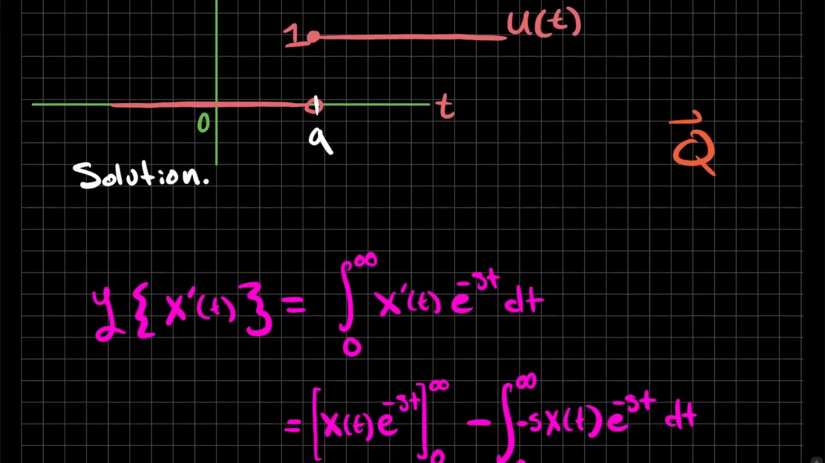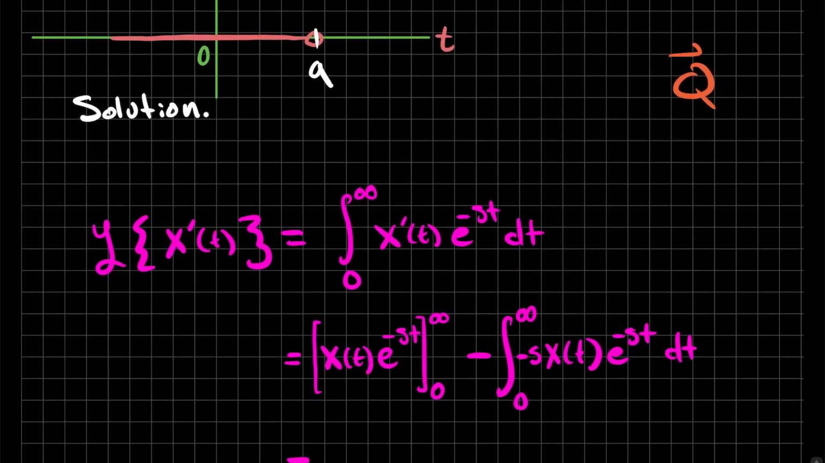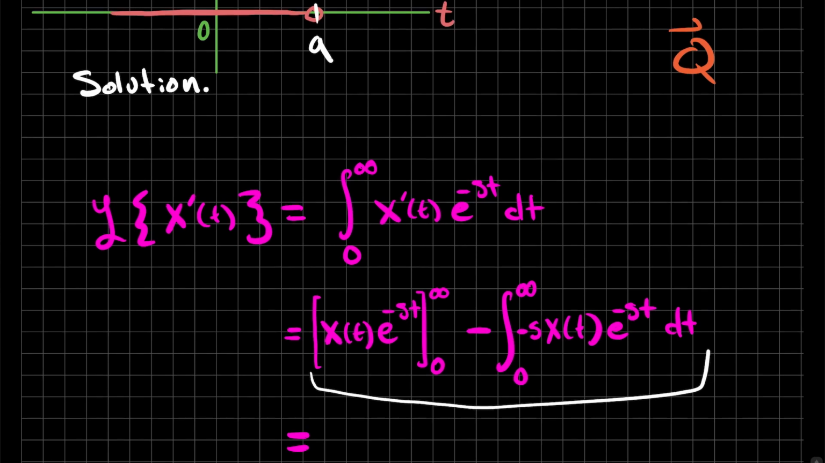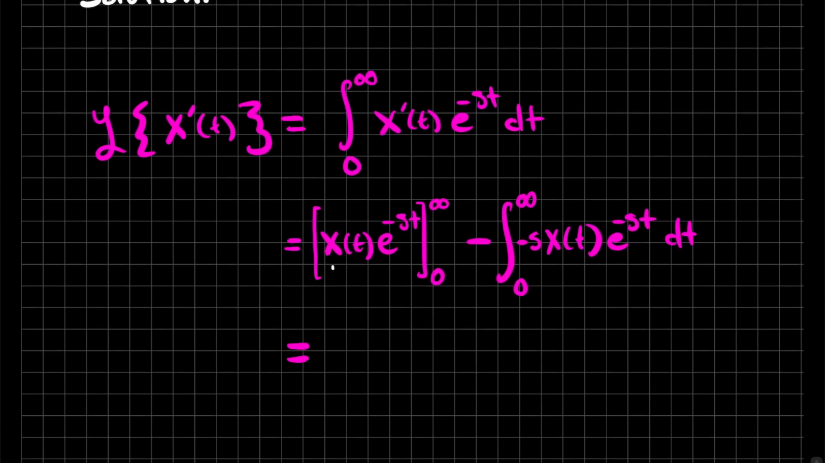So we're assuming a few things. First of all, x is differentiable, otherwise you can't take its derivative. So this is the definition. Nothing has changed. Then we use integration by parts. So here comes the tricky part. We want this limit as t goes off to infinity to go to 0. So we want x to be of exponential order.